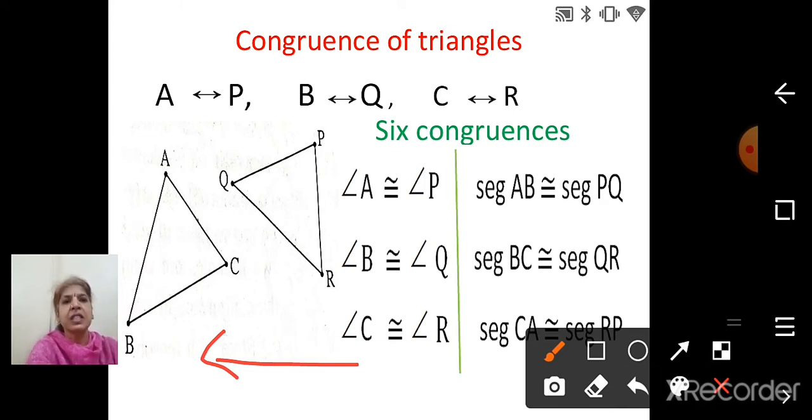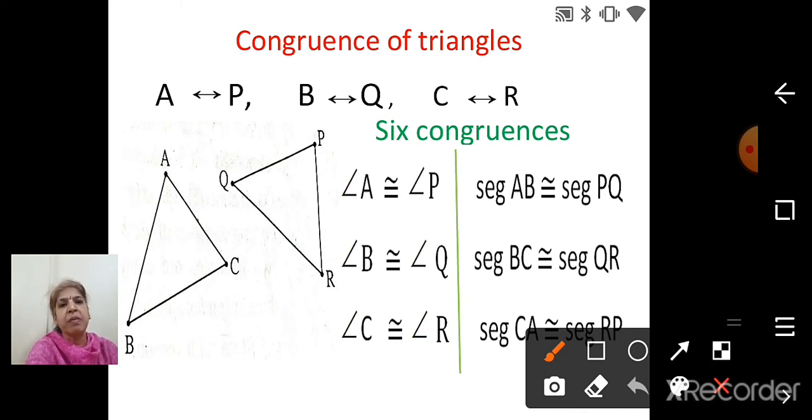So this is A corresponds to P, B corresponds to Q, C corresponds to R. So this is the way we have to see their correspondence of vertices also. Now 6 congruencies should be there for two triangles to be congruent. Their 3 angles should be congruent.